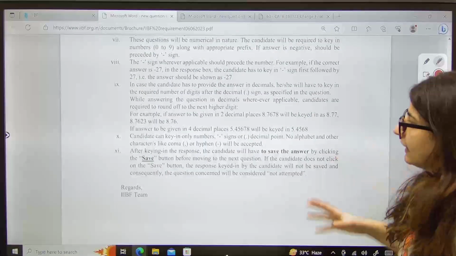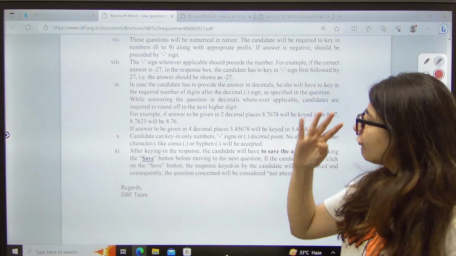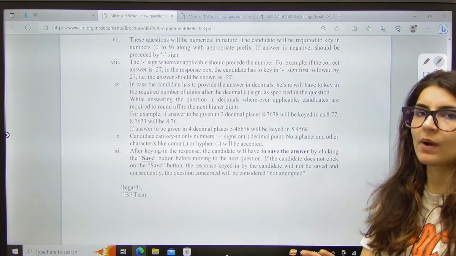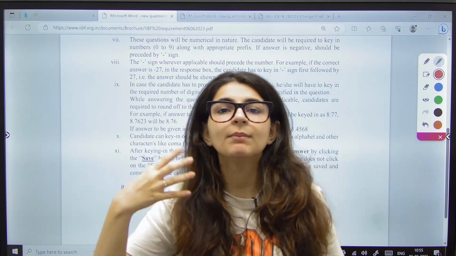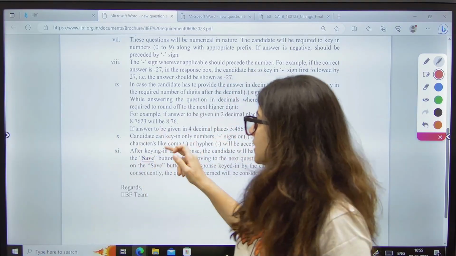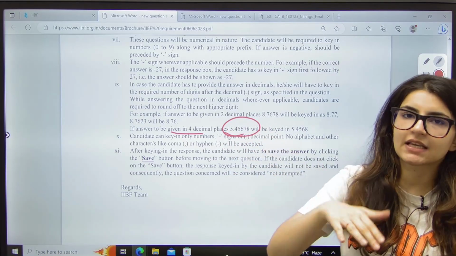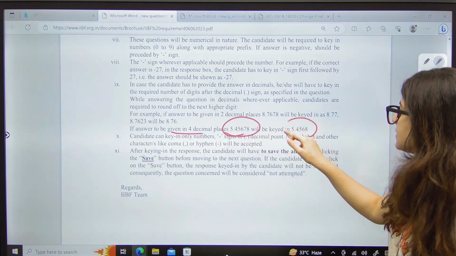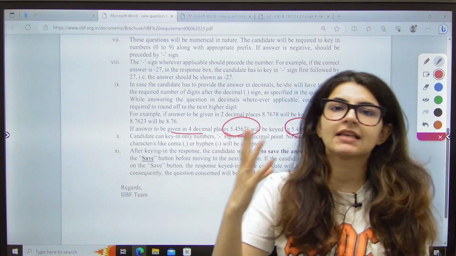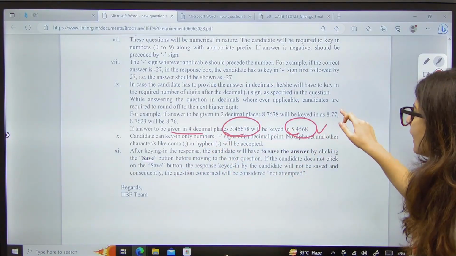Okay. Next, if the answer is to be given in 4 decimal places, so it will be given in the question कि कितने decimal places के बाद आप numbers use कर सकते हैं. So if the answer is to be given in 4 decimal places, 5.45678 will be keyed in as 5.4568. So this is the example that they have already given to you.